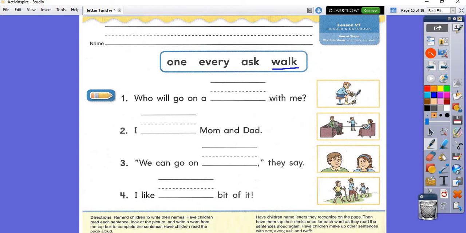This boy, he's wearing shoes. He wants to go outside and do a walk. Walk, starting with the second line. Bring this down. Again go up. Bring down. Again go up. Walk. A, from the first line, and bring this line down and write k. Walk. Very good. Who will go on a walk with me?